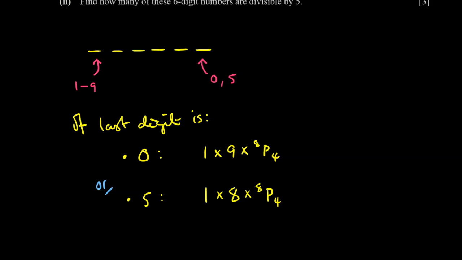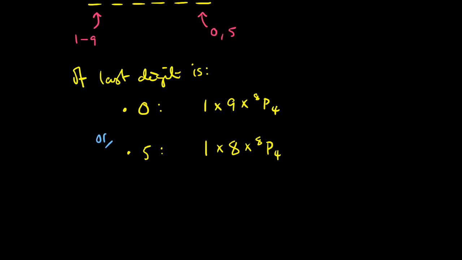The key thing is that we have either this case or this case. If you remember what I said a moment ago, when we've got 'and', we multiply. When we've got 'or', we add. So we're going to add these up. We've got 9 lots of 8P4 plus 8 lots of 8P4, so that's 17 lots of 8P4. If I put that into my calculator, 8P4 times 17, I get 28,560.